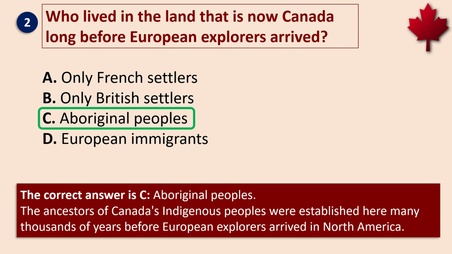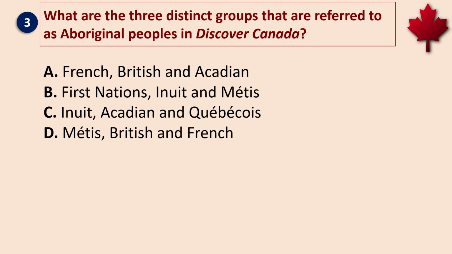The correct answer is C. Aboriginal peoples. The ancestors of Canada's Indigenous peoples were established here many thousands of years before European explorers arrived in North America. What are the 3 distinct groups that are referred to as Aboriginal peoples in Discover Canada? A. French, British and Acadian. B. First Nations, Inuit and Métis. C. Inuit, Acadian and Quebecois. D. Métis, British and French.